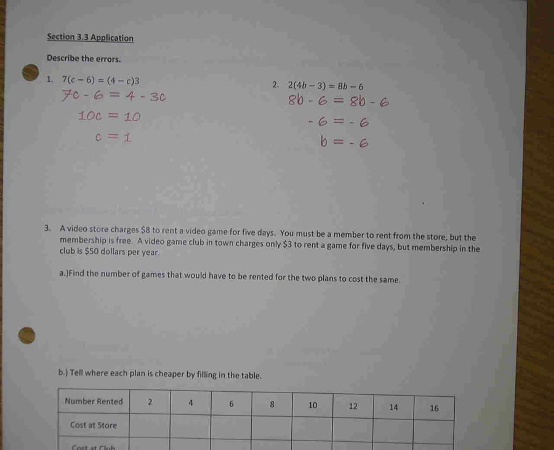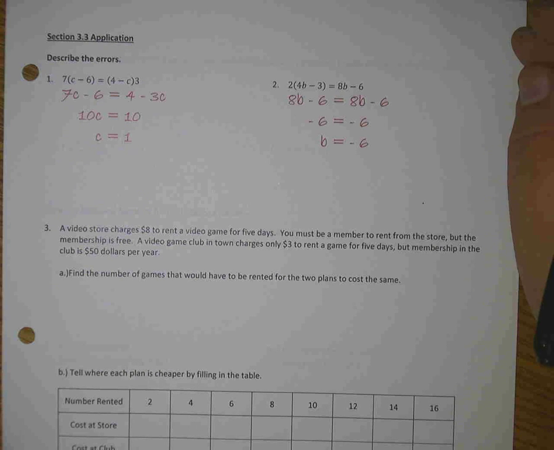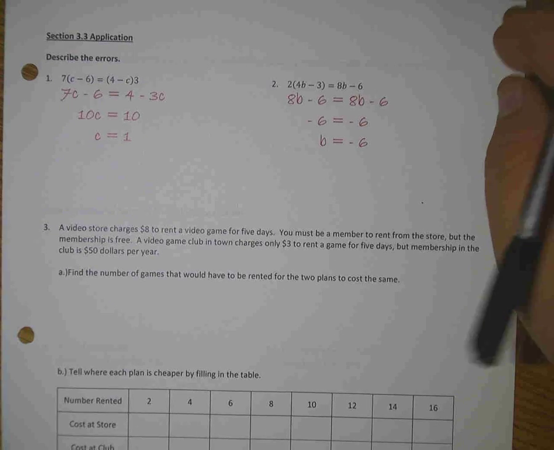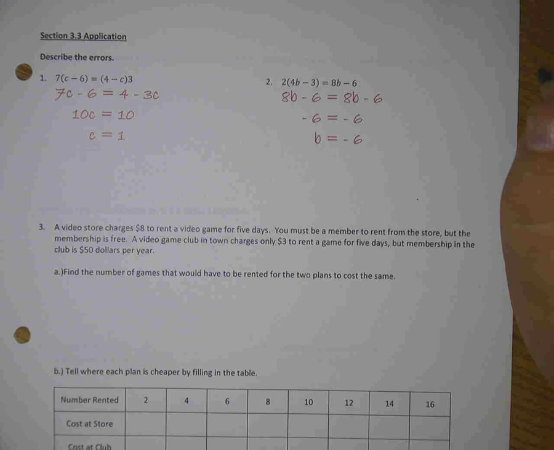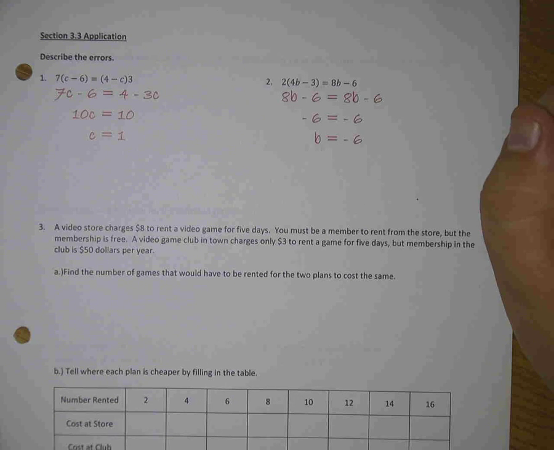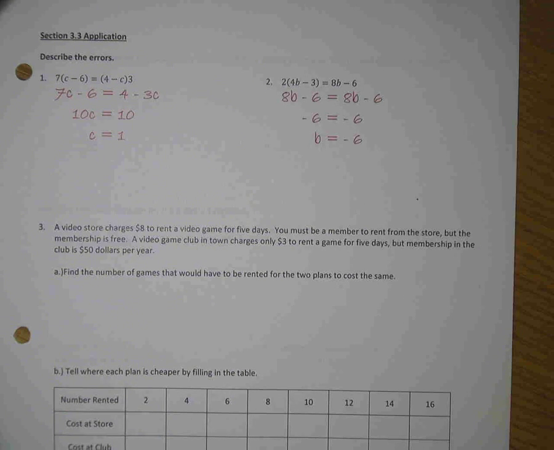In Section 3.3 we had variables on both sides of the equation, and we're going to look at those types of problems in an application environment. So for the first two, you're going to be looking for errors in somebody's work. Usually these are distribution type errors, or maybe just not actually performing a step correctly. Now let's go ahead and look at the first one.